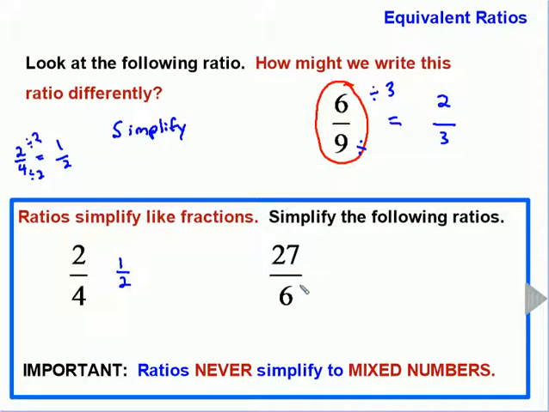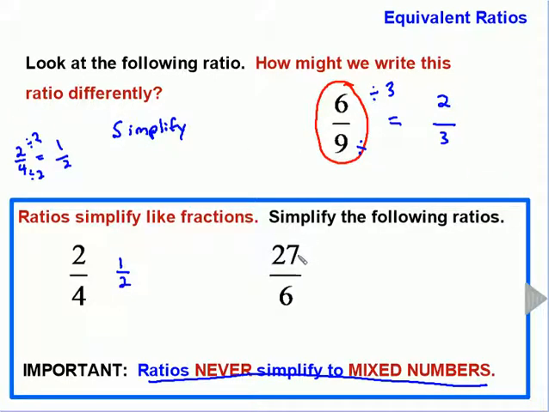Now, if we want to simplify this particular one, your first instinct might be, well, I need to convert that to a mixed number because 6 will go into 27 4 times, and that'll leave 3/6 left over, and then I need to make that into 4 1/2. But ratios never simplify to mixed numbers. We don't do that. We never simplify ratios to mixed numbers. What we're going to do instead is try to find, again, a number that will go into both 27 and 6 and simplify it as it is.